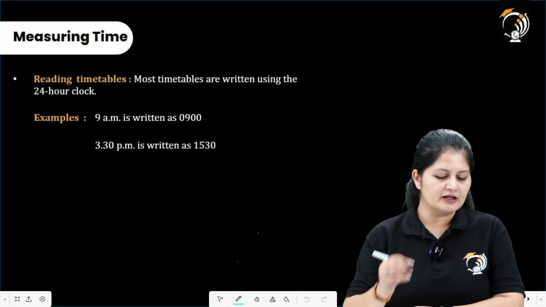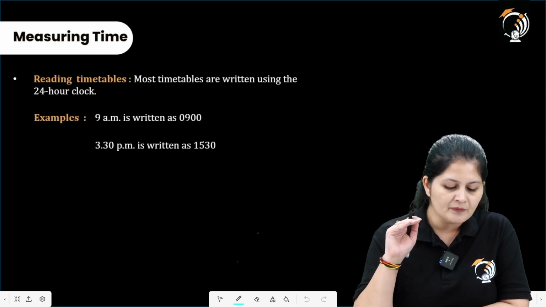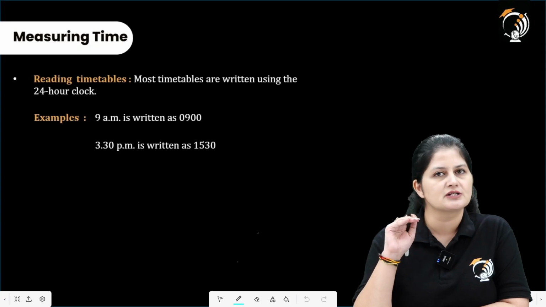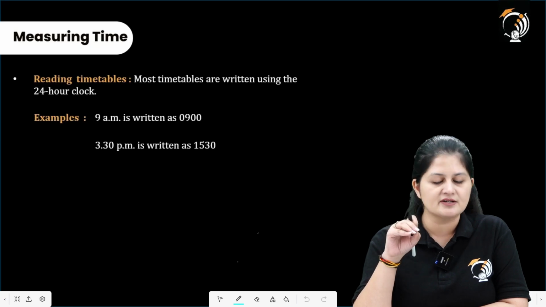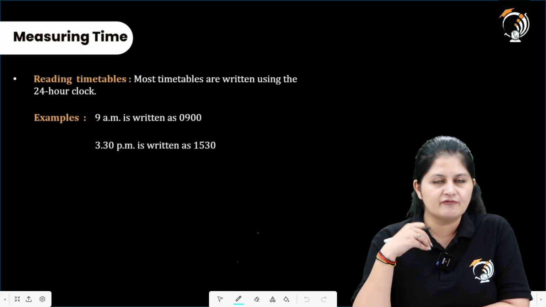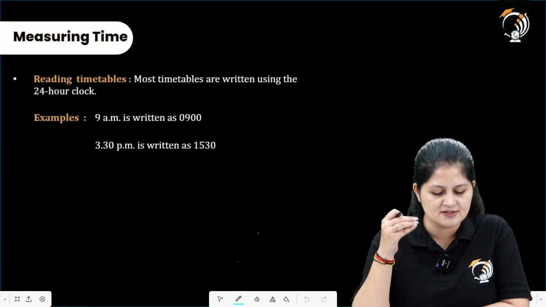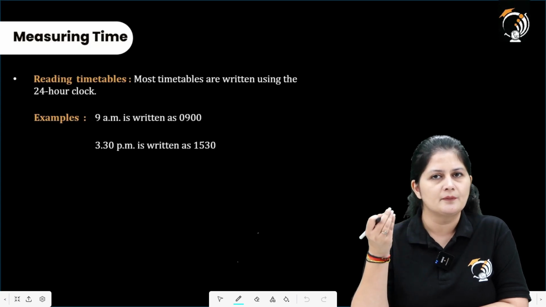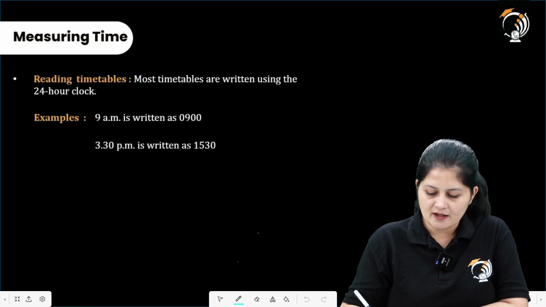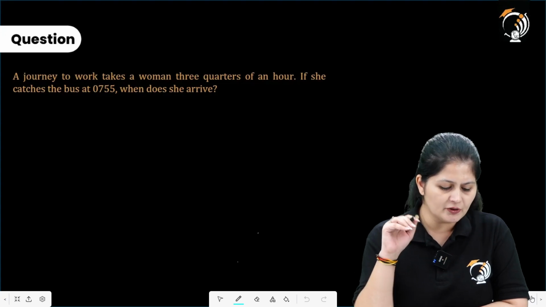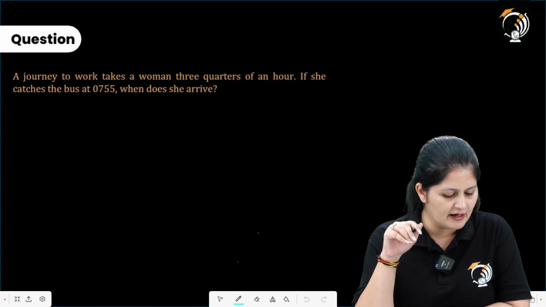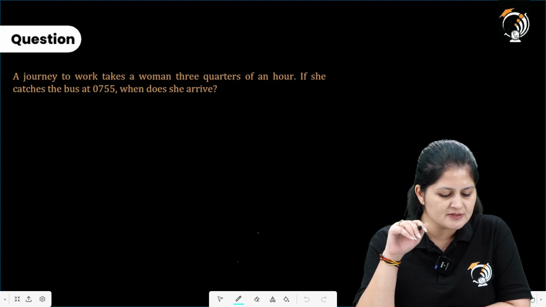Now moving further, whenever we need to read the timetable, most timetables are written using the 24-hour clock, right? Example, if we need to write 9 AM, it is written as 0900. If we need to write 3:30 PM, it is written as 15:30, right? Further, if we talk about a journey to work takes a woman 3/4 of an hour. If she catches the bus at 7:55, when does she arrive?